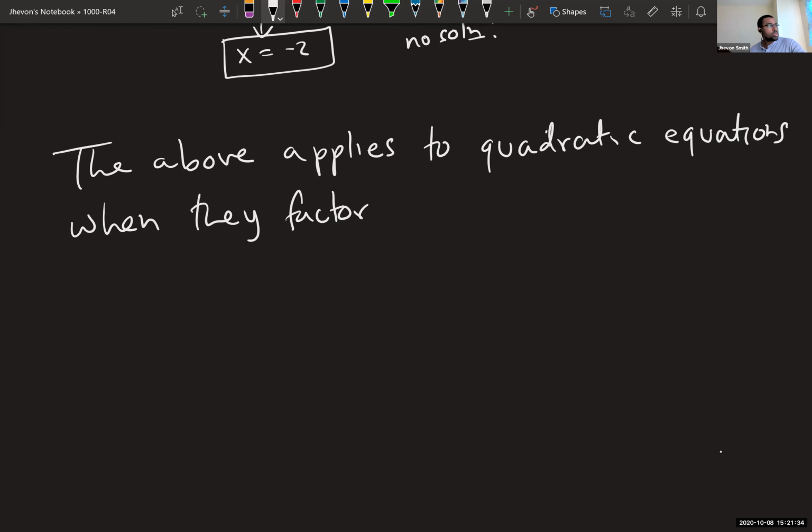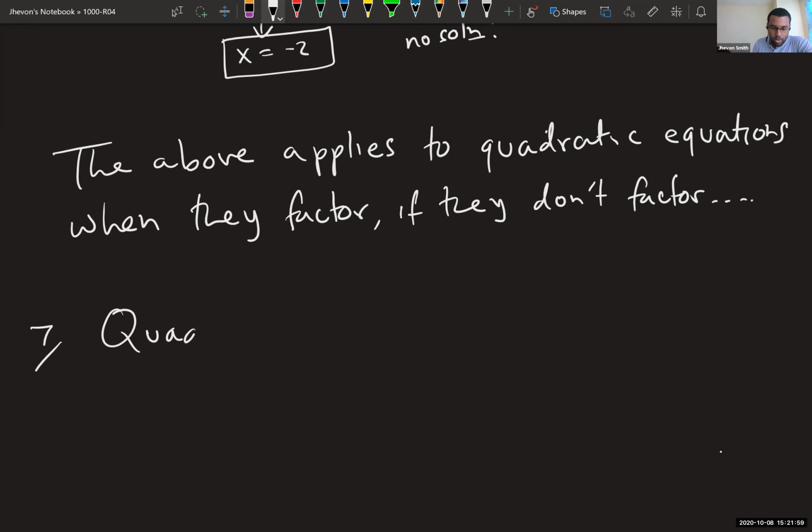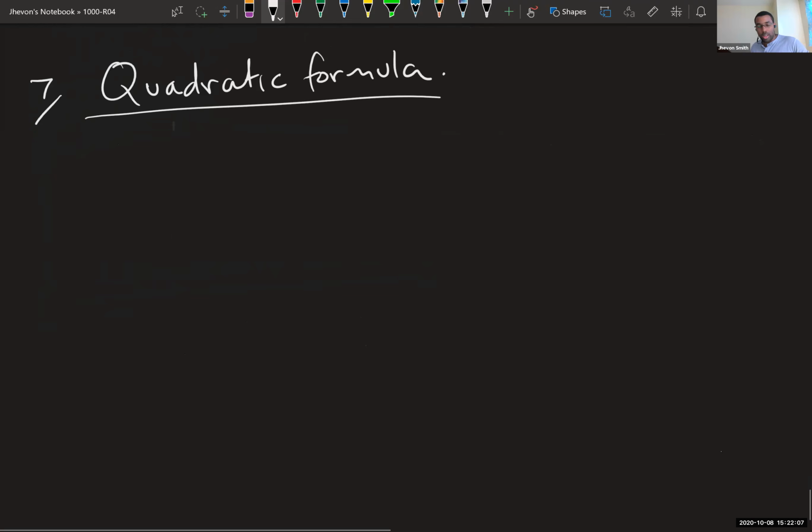You don't need to know those, but there's going to come a point where you do, like when we get to equations of circles and things of that sort. Completing the square is something you're going to need to know how to do. So the above applies to quadratic equations when they factor. If they don't factor, that leads you into 7, which is the quadratic formula. At this point, you just need to know the quadratic formula. You don't necessarily need to know how it's derived, although it's derived using completing the square, and you should know completing the square. I'll talk about that at some other point, though.